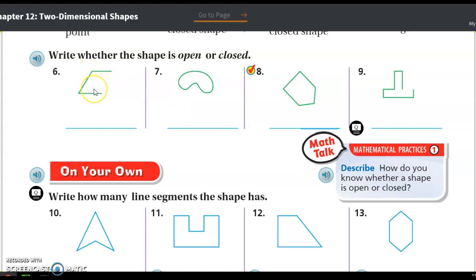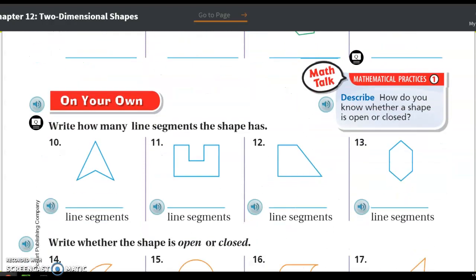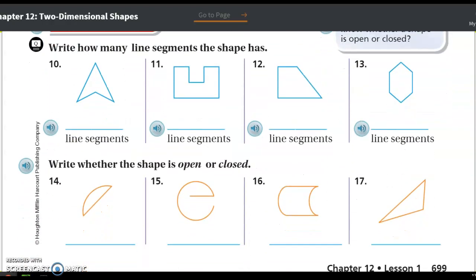All right, number 6, that is an open shape. 7 is closed. Number 8, closed. Number 9 has an opening right there. Number 9 has an opening.